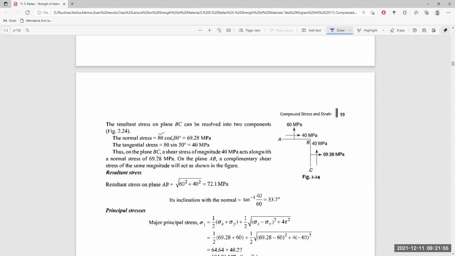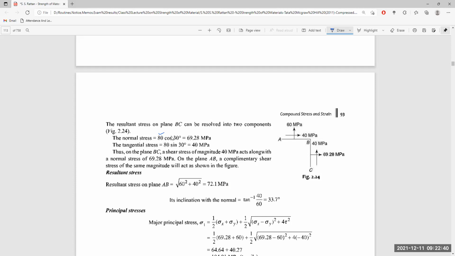Thus on the plane BC, a shear stress of magnitude 40 MPa acts along with the normal stress of 69.28 MPa. On the plane AB, a complementary shear stress of the same magnitude will act, as shown in the figure. The resultant stress on the plane AB is the square root of 60 squared plus 40 squared, that is 72 MPa, and is inclined at tan inverse of 40 by 60, which is 33.7 degrees.